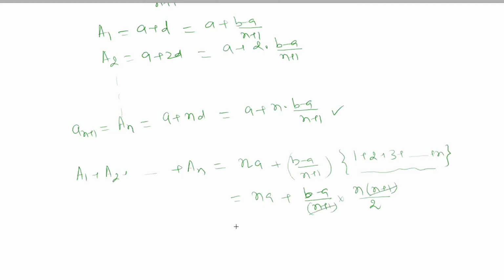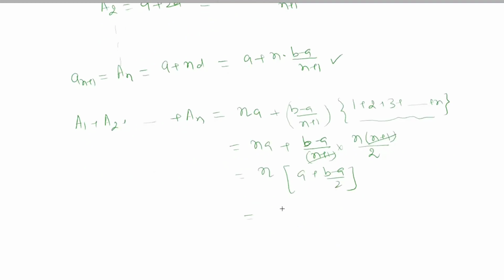Now you can take n common from both the sides. So this will become A plus (B minus A) by 2. When you do this further, you will get n into (2A plus B minus A) by 2. Further, what you get is n into (A plus B) by 2. So when you are summing up all those n arithmetic means, you get n into (A plus B) by 2.